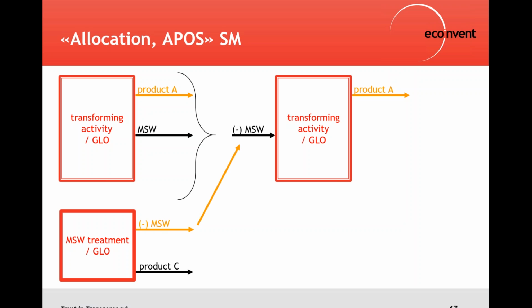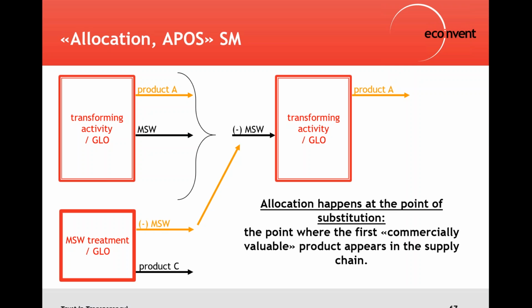And then we will have in this municipal solid waste treatment probably some product that we can consider here as commercially valuable. We can imagine that municipal solid waste is incinerated, for example, and it's generating electricity or heat. So what do we do with this product? So as the name of the system model says, an allocation will happen, and it will happen at the point of substitution. And where is this point? We can set this point at the place where the first commercially valuable product will appear in the supply chain, so here.